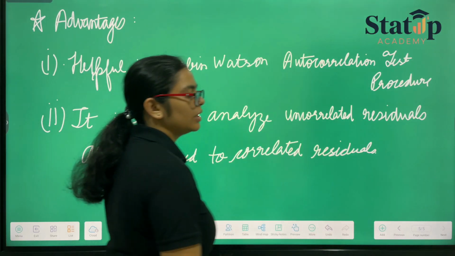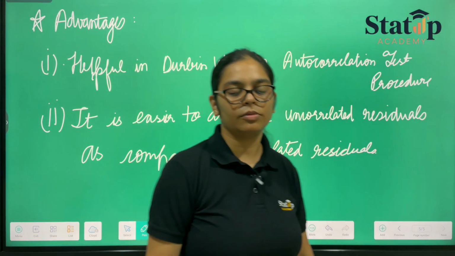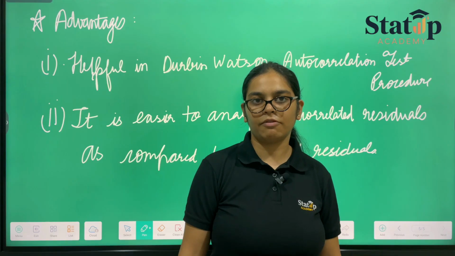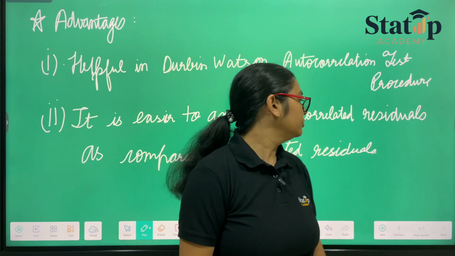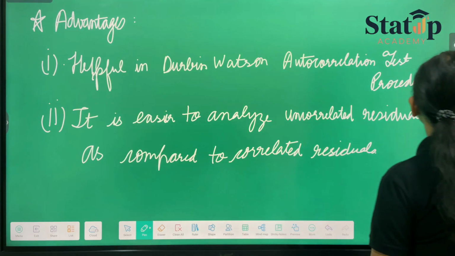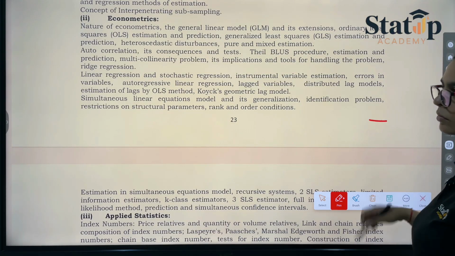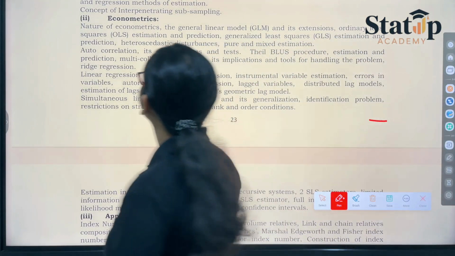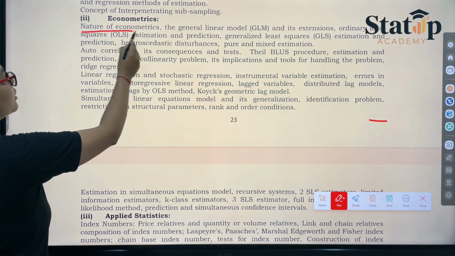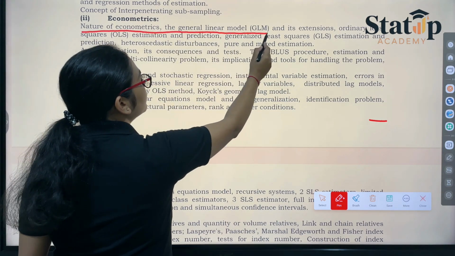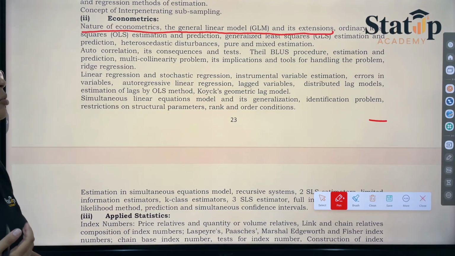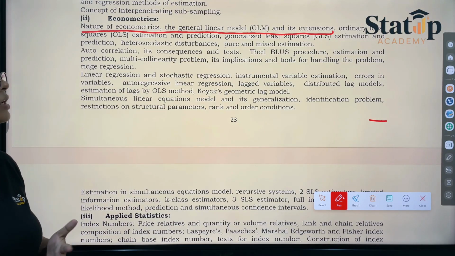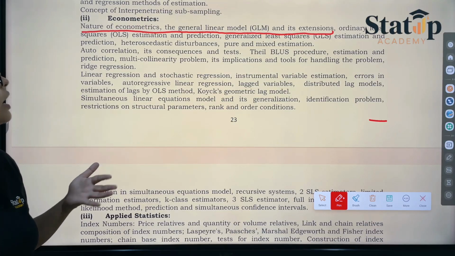So this completes your course of econometrics. Let us see what all we have covered, and I don't think anything is left. Okay, so: nature of econometrics and the general linear model and its extension. The general linear model is the multiple linear model. Firstly we have done the simple linear model, and then the general linear model or multiple linear model. All of this we have done.